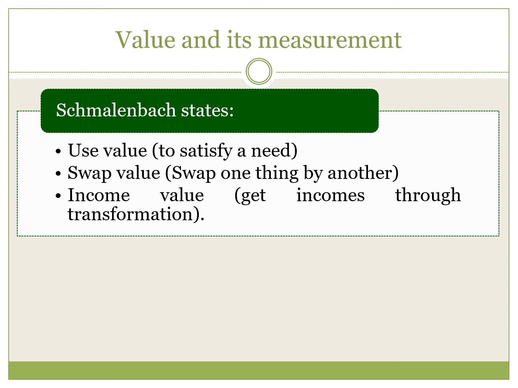And then we have the third value, which is income value. It's the value that a thing has because you can get incomes through transformation. So you transform that thing, and when you sell it already transformed, you get income, so you get money for it.